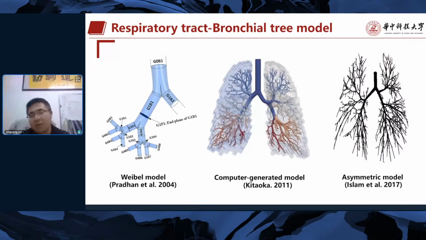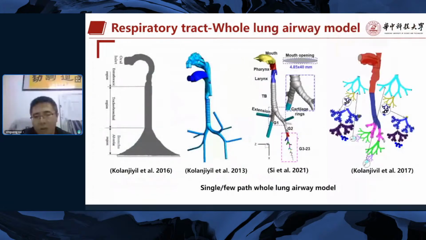The deep airways generally run from the 7th generation to the 23rd generation, and this is also called the alveolar region. And then there are also some simplified models, because in the deeper airways it's also very hard to get the real geometry. But people always want to get something close to the real world.